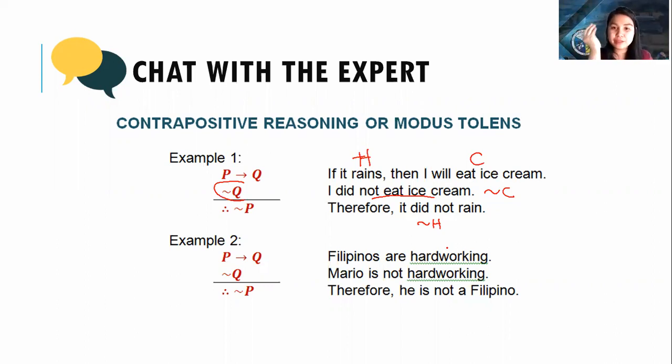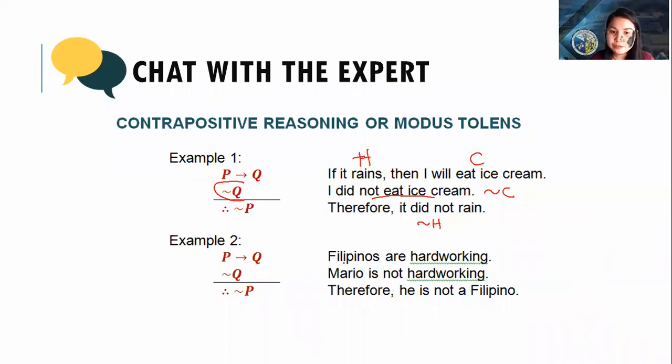If it rains, then I will eat ice cream. If the next statement is no, it must come from your left first. I did not eat ice cream. Therefore, it did not rain. Again, if it rains, then I will eat ice cream. I did not eat ice cream. Therefore, it did not rain.